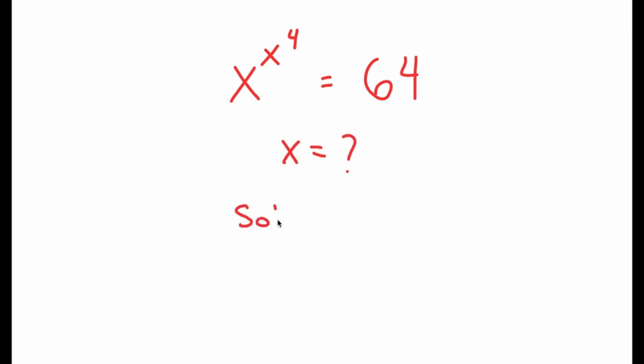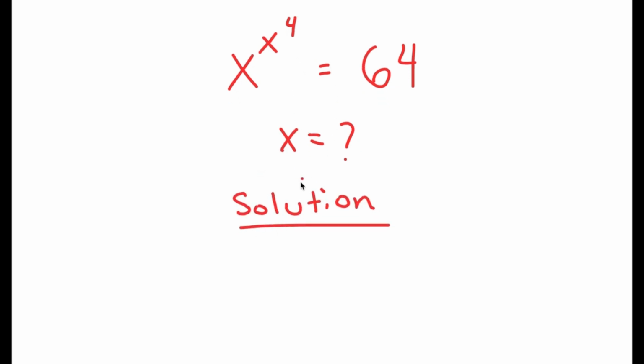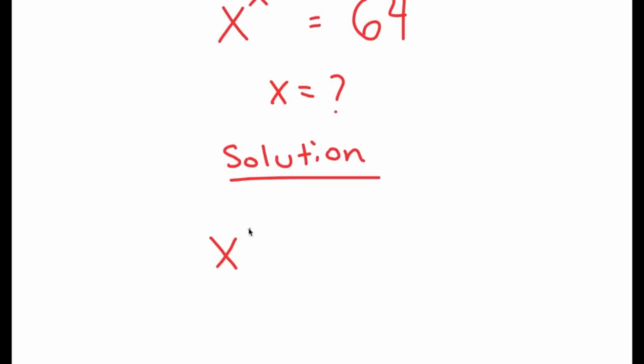Alright, so in this video, I'm going to solve the equation x to the power of x to the power of 4 is equal to 64. So the variable I want to find the value of in this equation is x. And for my solution, I'm going to first start by taking the power of 4 on both sides. So I get x to the power of x to the power of 4 to the power of 4 is equal to 64 to the power of 4.